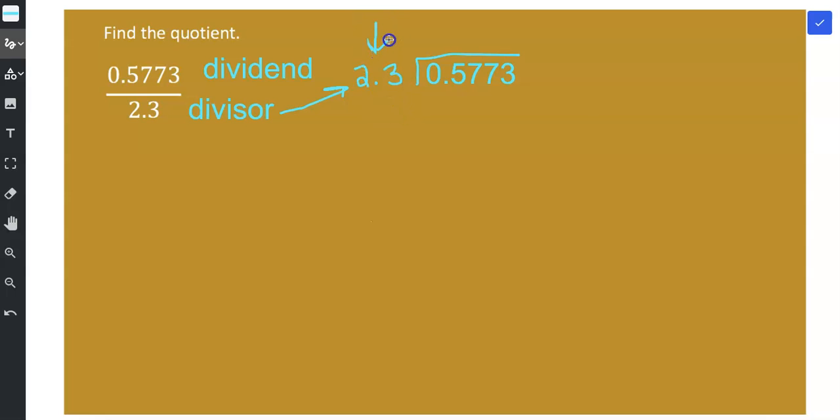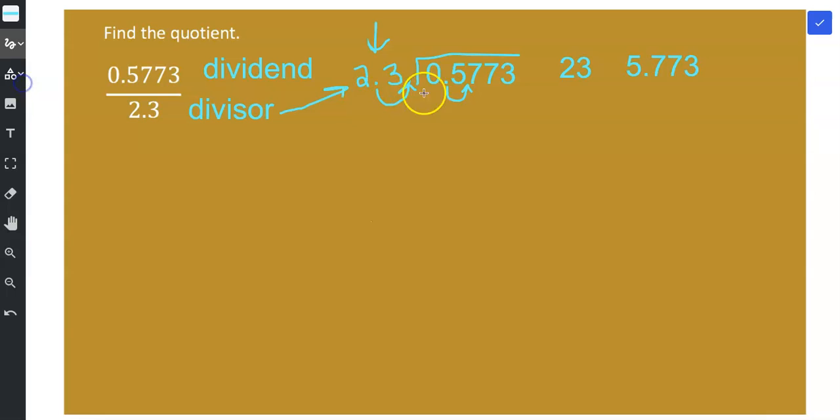Now look at the divisor. If the divisor, the number on the outside, has a decimal that's visible, then you need to move that decimal to the far right. It does have a decimal visible, so I need to move this decimal one place to the right. If you move the divisor's decimal one place to the right, you have to move the dividend's decimal one place to the right. So I end up with a dividend of 5.773, and then it's being divided by the divisor 23.